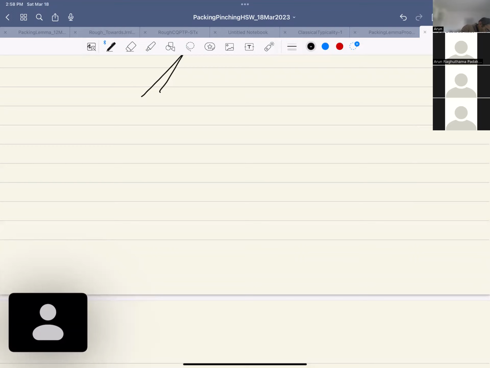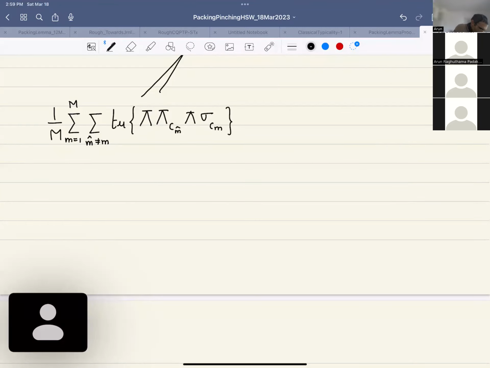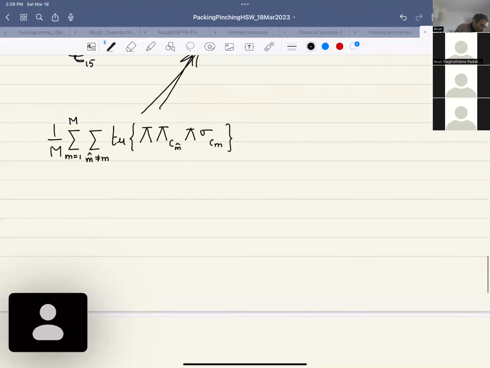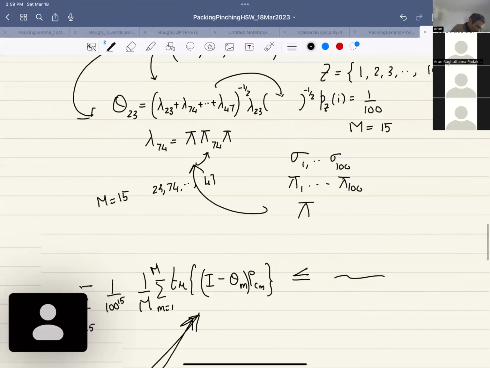What is the second term? The second term is 1 by m, summation m equal to 1 through capital M, m hat not equal to m, trace of pi cm hat pi sigma cm. That's what it is. Sorry, sigma cm, not rho. If I had written rho, I'm sorry about that.